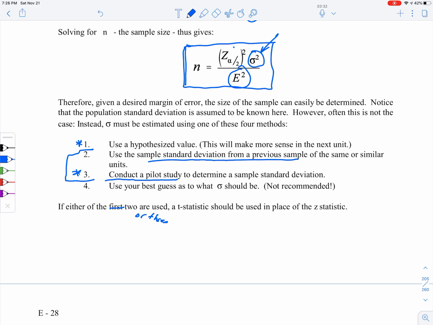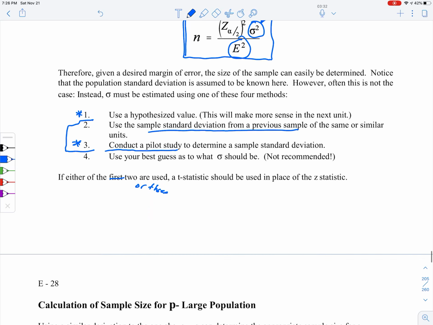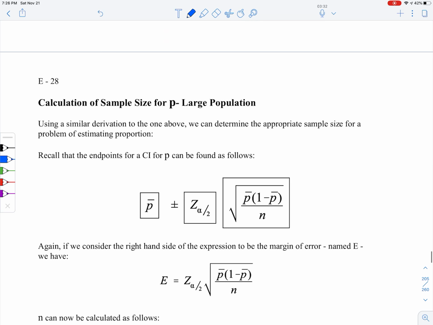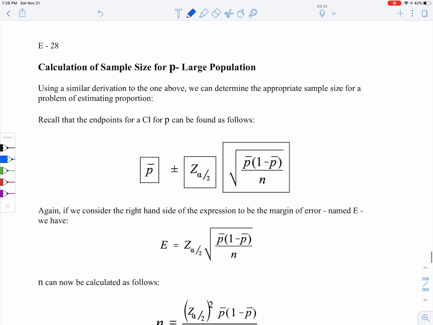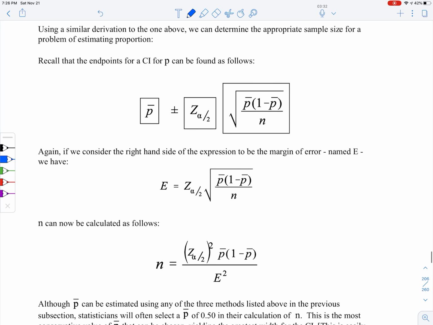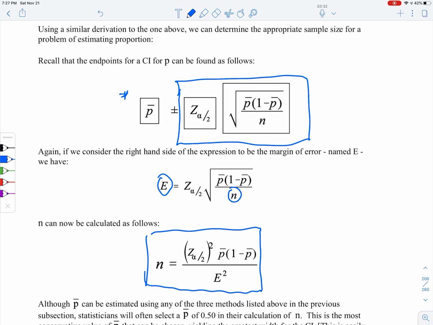So if you're using a sample, then of course you would be using an S, and therefore you should be using a T distribution instead of a Z distribution. Okay? All right, let's take a look then when we're talking proportions. For proportions, it's the same kind of animal. From our confidence interval for P, we've got P bar plus or minus a margin of error. Let's call that margin of error E. Let's solve for N, and that would give us this formula here.